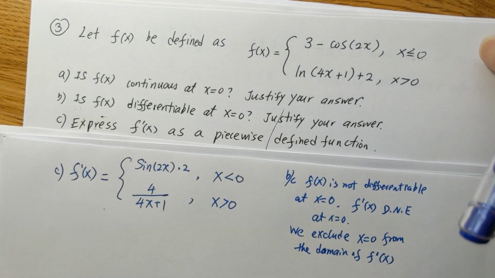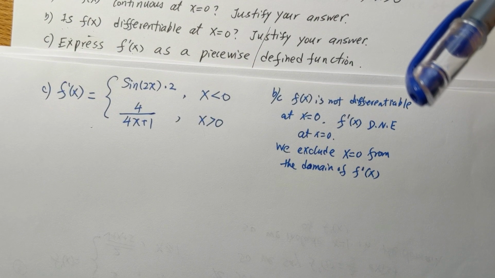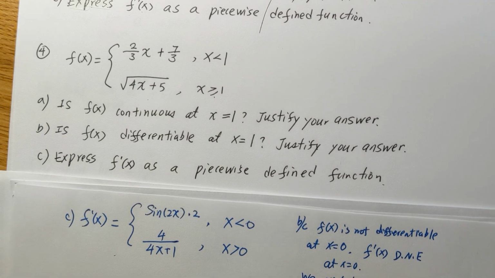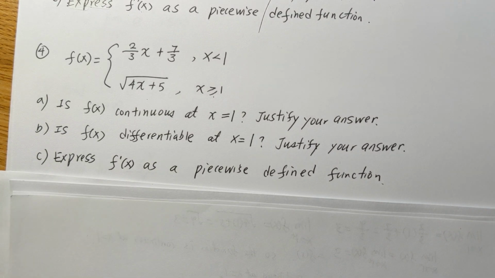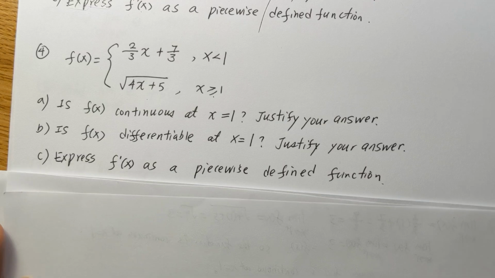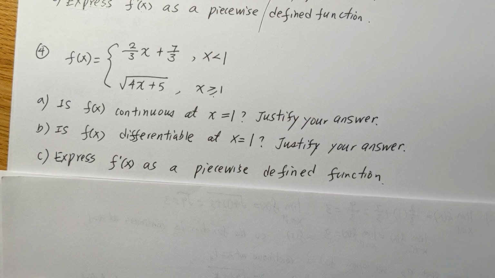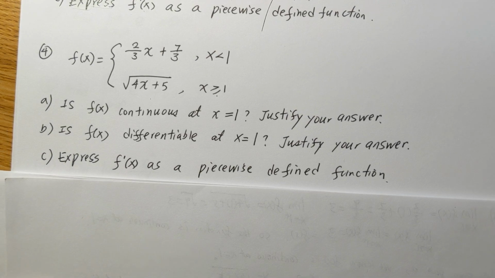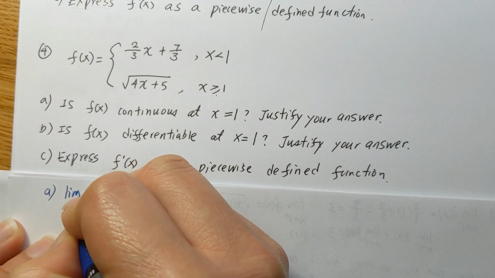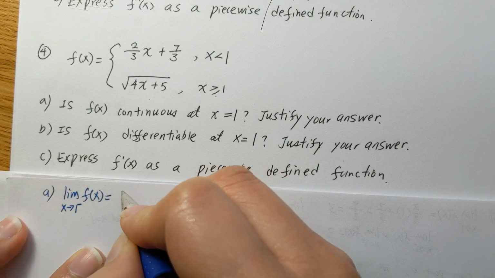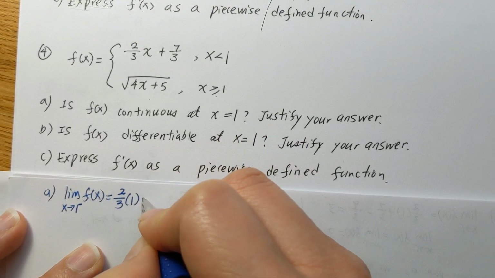Now let's go to number 4. Number 4, you have a piecewise function again. So the question asks you, is f of x continuous at x equal to 1? Justify your answer. So we're going to find our left-hand limit. Don't forget the correct notation. So 2 thirds times 1 plus 7 thirds.